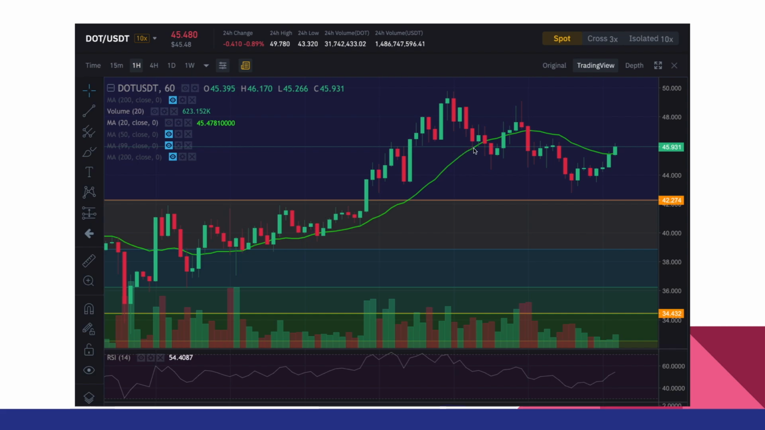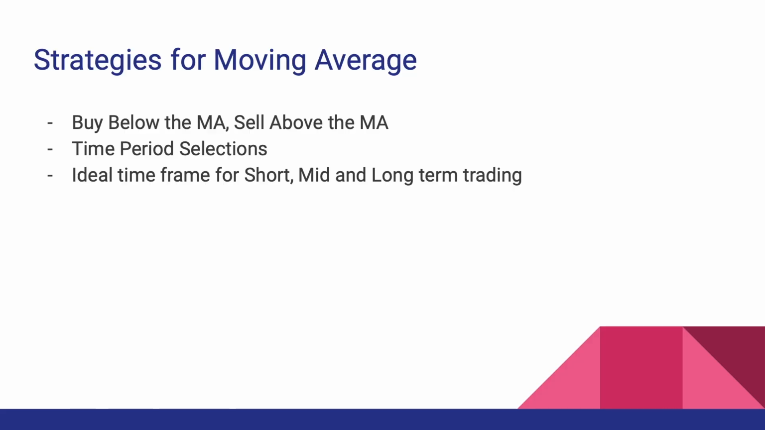At pag tayo ay nag-start sa bear market, ito ang magiging resistance natin sa ating movement. Makikita mo na nung bumaba si Dot, doon tayo nagbabounce sa kanyang moving average. So pag-usapan naman natin ano ba yung mga pwedeng strategies for moving average. So yeah, we can use the first one. We could buy below the moving average and sell above the moving average. We can use different time period selections. And then also, we'll also get what are the ideal time frame for short, mid-term, and long-term trading.